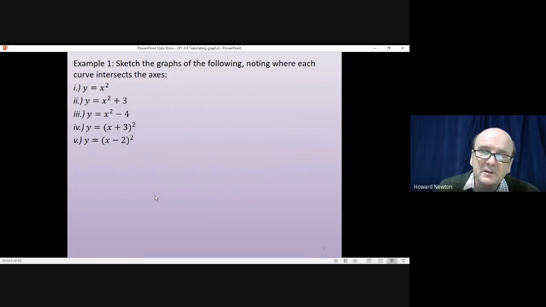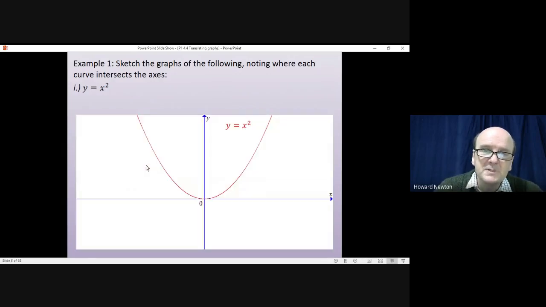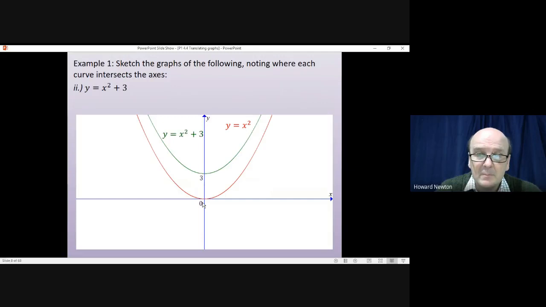Okay, let's have a look at these. So first of all, y equals x squared. Well, that's the graph of y equals x squared. Y equals x squared plus 3 will be the same as the graph of y equals x squared. We're adding on 3 to the whole function. So we're adding on 3 to the y values. So the graph is going to move vertically upwards by 3 units. Exactly the same shape, but it'll move up by 3 units. So the crossing point, instead of being at the origin, will be at plus 3.